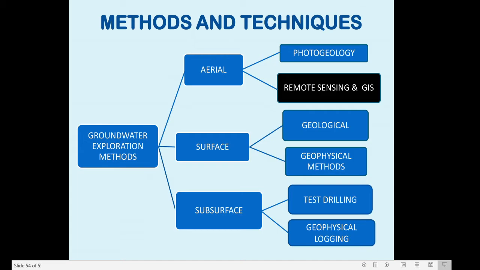Then subsurface means test trialing, geophysical loggings. These are the methods in remote sensing. That's image processing in biology.